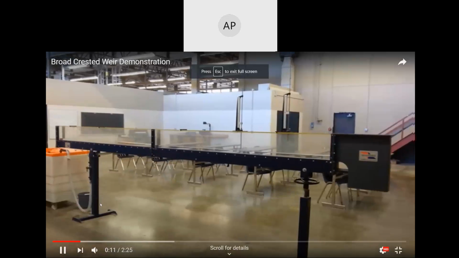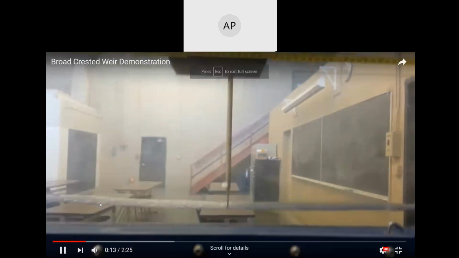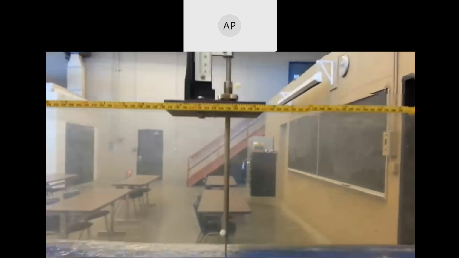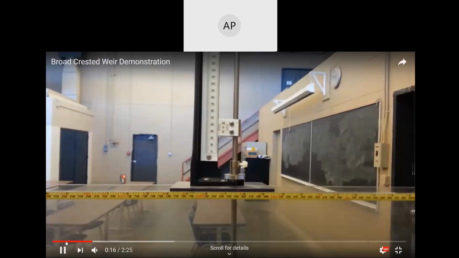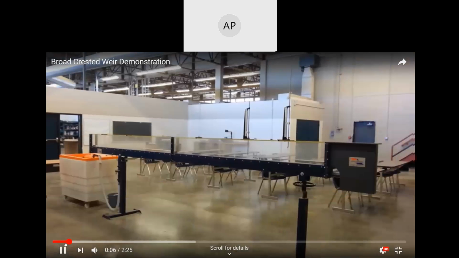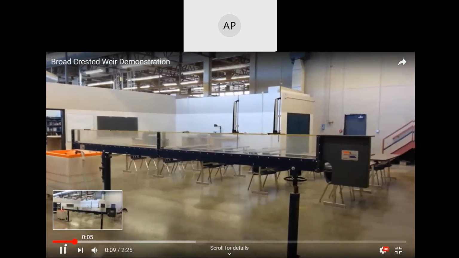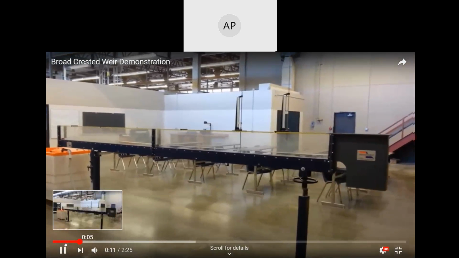Now is this visible? Okay. This is a broad crested weir in laboratory.